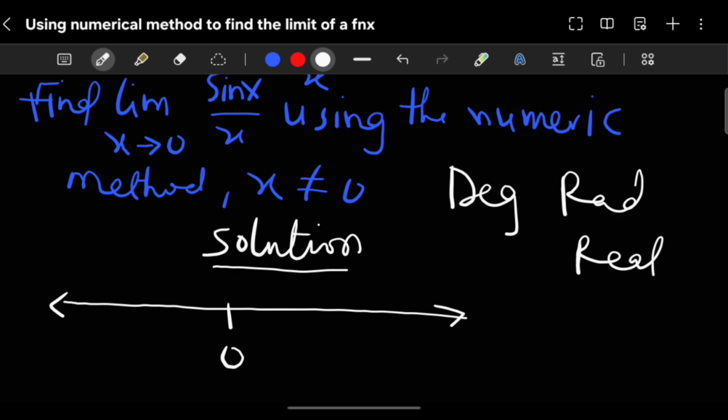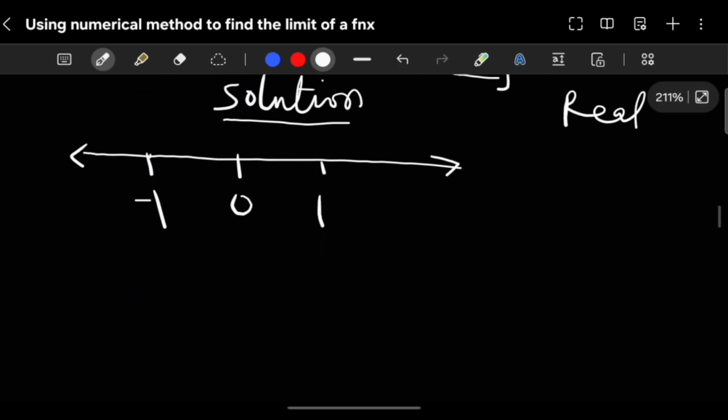But since we are using real numbers, you're going to change your calculator from the degree mode to the radian mode. You get it? Radian mode recognizes 1 as a natural number, but the degree mode recognizes 1 as 1 degree. So for this particular work, you change your calculator to radian, because we are using real numbers as our input, not degree, right? So when we move to the right hand side of 0, we have 1. The left hand side of 0, we're going to have -1. Now we'll pick our test values.